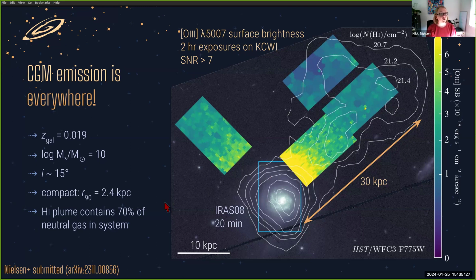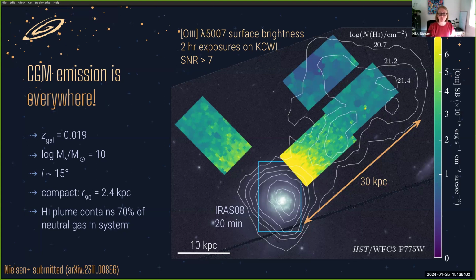But regardless, we found CGM emission everywhere we looked, and it goes all the way out to 30 kiloparsecs from the galaxy. And we were actually quite surprised by this. When we were planning the observations, we were saying, oh, we'll just have to bin the data. We might have to do 2 bins per pointing and just look for emission. But clearly, we did not have to do that. We actually have quite a lot of signal, and a little bit of small scale structure in the data as well, which we haven't yet had a chance to investigate.